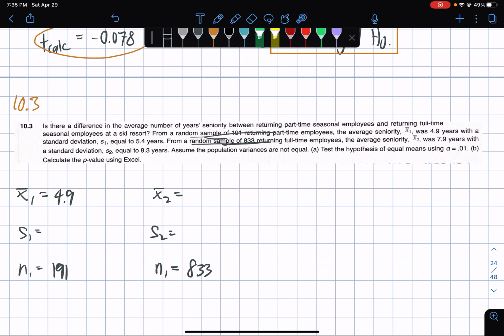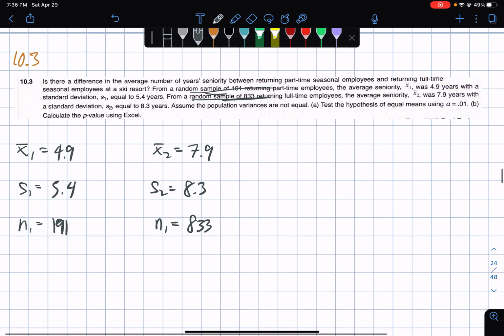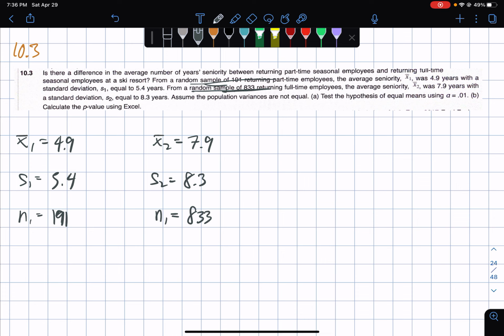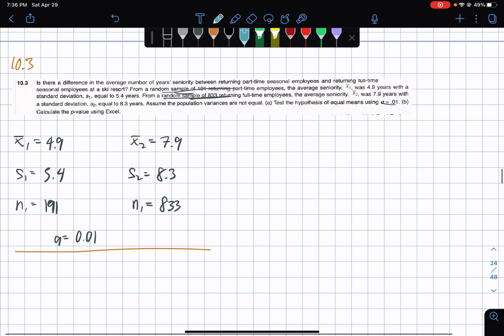Now I understand, S1 is standard deviation. Took me some time to realize. Anyways, equal to 5.4 years. For the second random sample, this is 7.9 years, X bar 2, with a standard deviation S2 equal to 8.3 years. You don't have to write years anymore. And then our alpha value, the level of significance, is 0.01. We have everything that we need to start already.